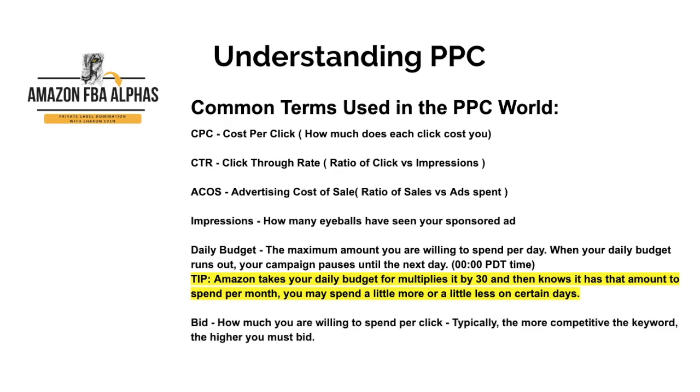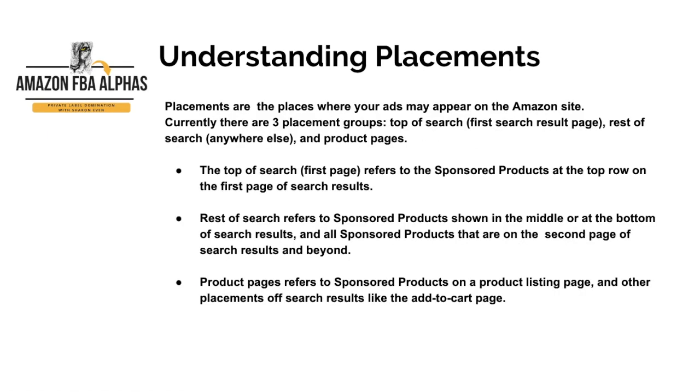Bid. The bid is how much you're willing to spend per click. Typically, the more competitive the keyword, the higher you're going to need to bid. And we'll talk about that a little bit later.